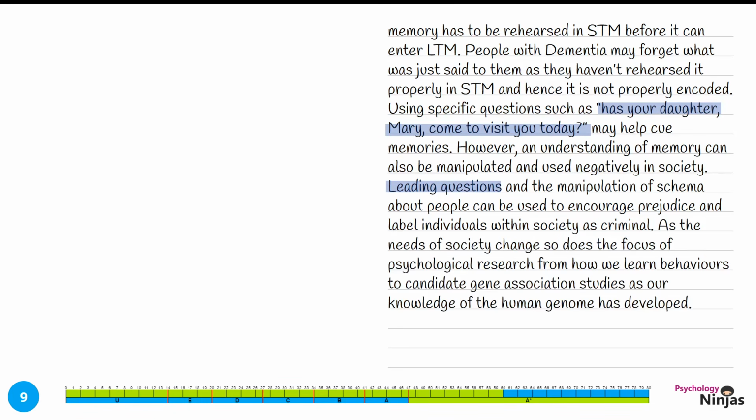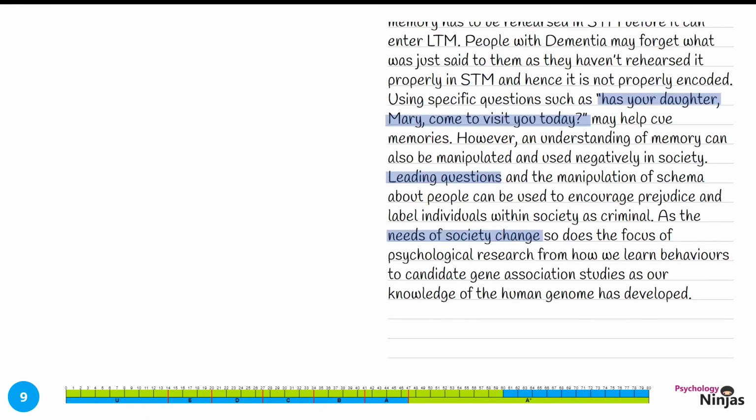As the needs of society change, so does the focus for psychological research, from how we learn behaviours to candidate gene association studies as our knowledge of the human genome has developed. Here our judgment suggests that actually psychological knowledge is focused on being useful and changes depending on the needs of society. The focus on psychology being useful has then had some impacts in the level of control and power psychologists have.